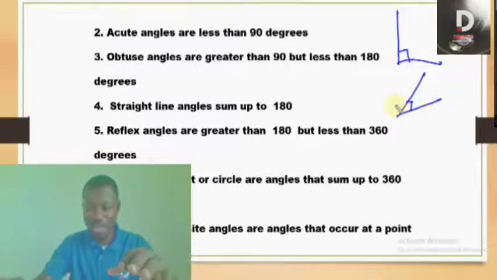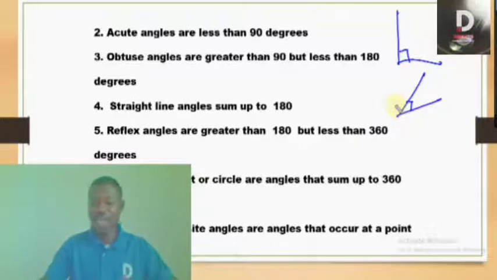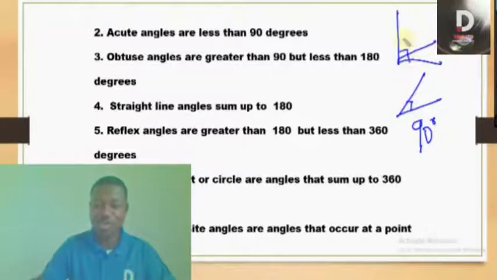The square symbol at that corner. That's a right angle, and it is equal to 90 degrees. Right angle is equal to 90 degrees. So if I divide a right angle into two or more parts, maybe here is 60 degrees, and this is represented by x, right? And I ask you to find the value of x.